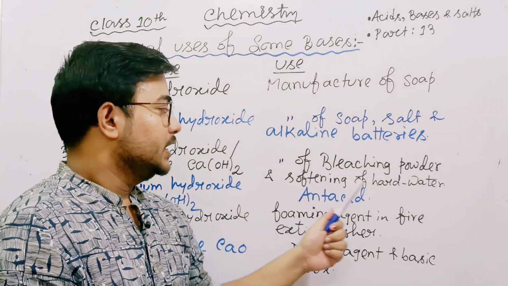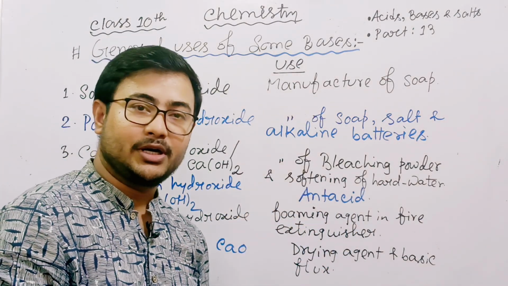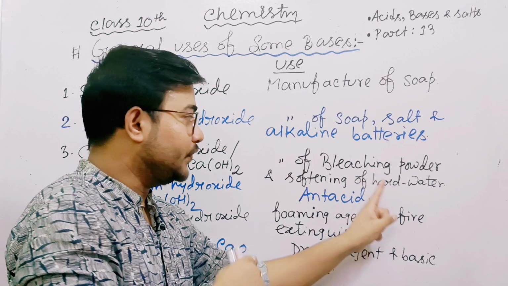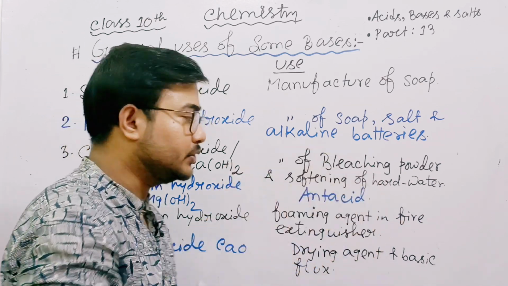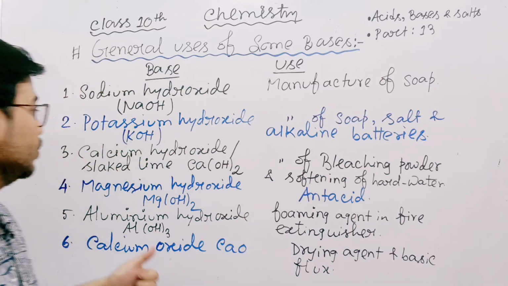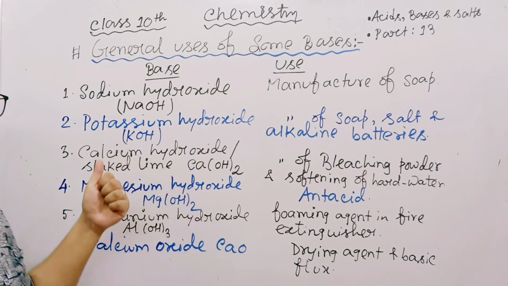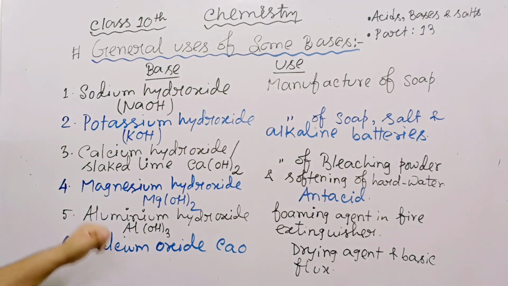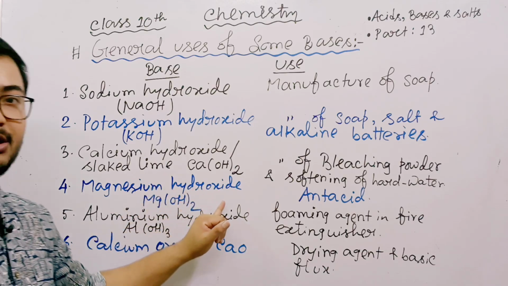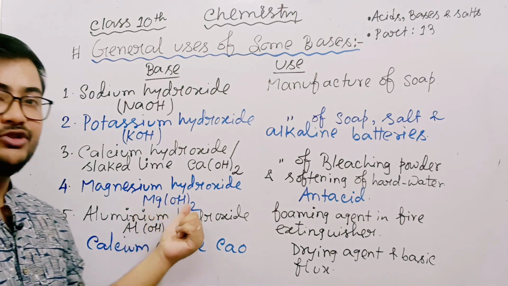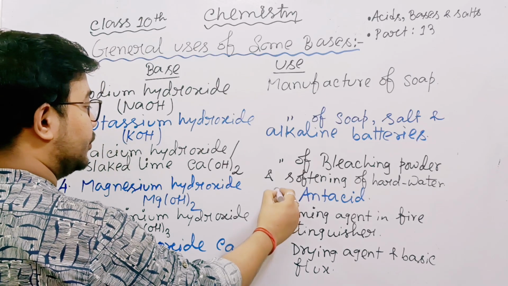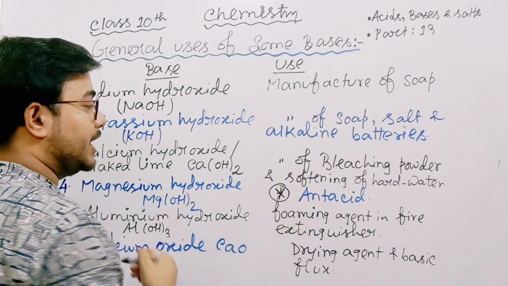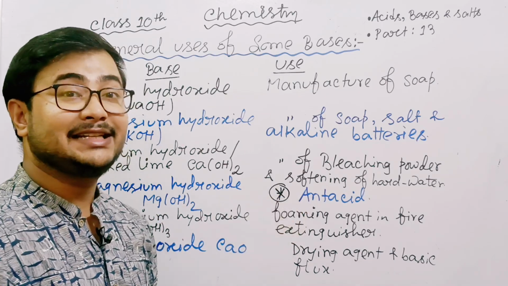As well, all of you know what hard water is. To convert hard water into soft water, we generally use this slaked lime, or calcium hydroxide. The fourth base is magnesium hydroxide. Formula is Mg(OH)2. This is a very important question for your board exam: magnesium hydroxide is used as an antacid.